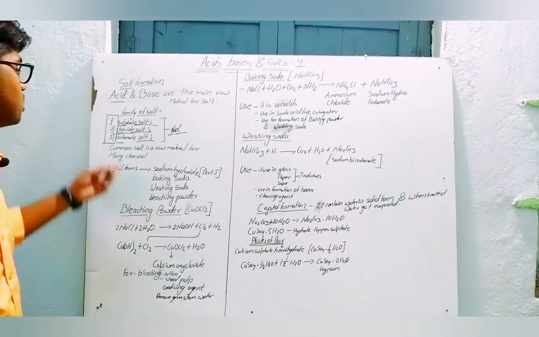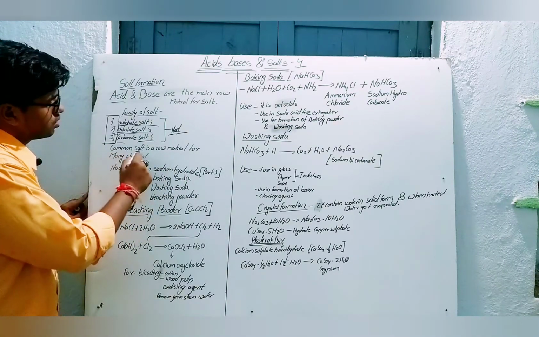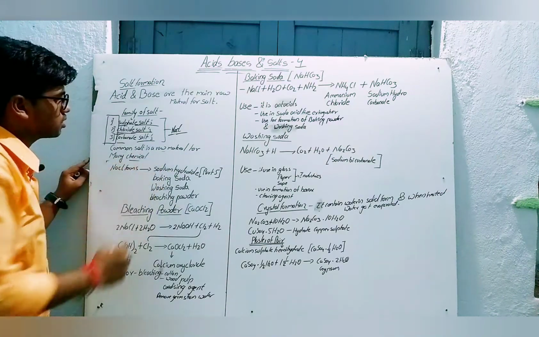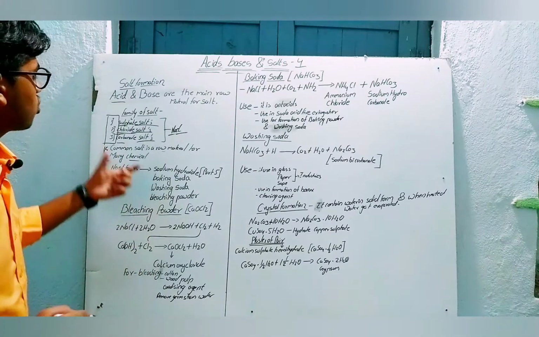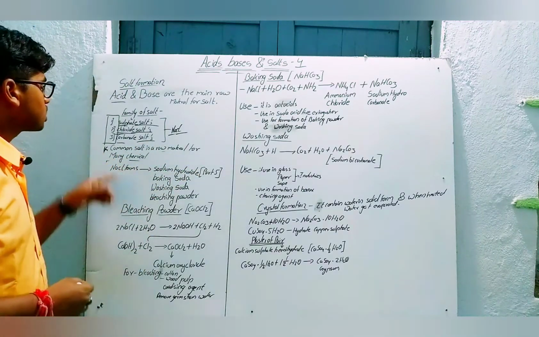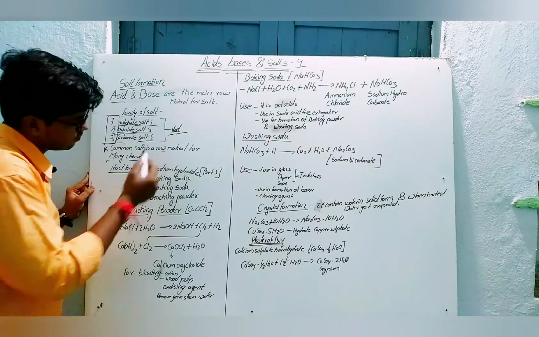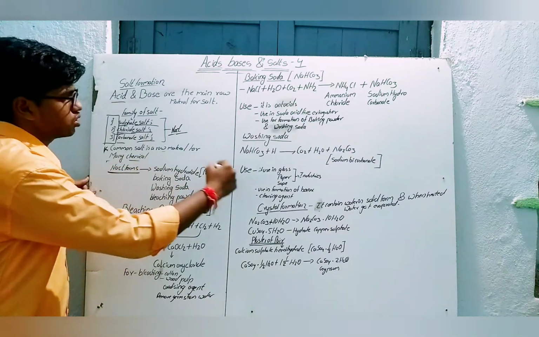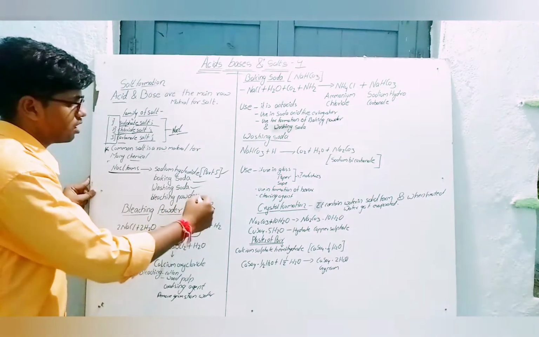So let's start. The common salt is a raw material for many chemicals. What I mean by this line is that the common salt is used as a raw material for many chemicals. How? NaCl forms many substances like sodium hydroxide, baking soda, washing soda, bleaching powder.